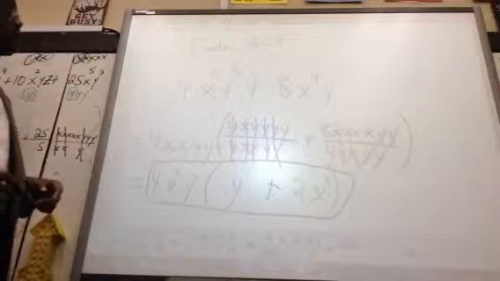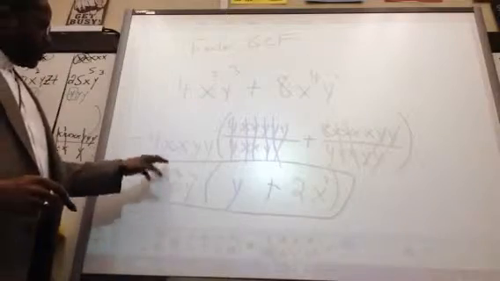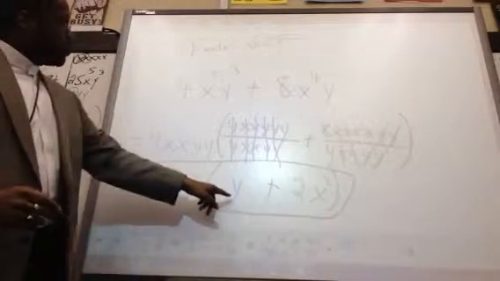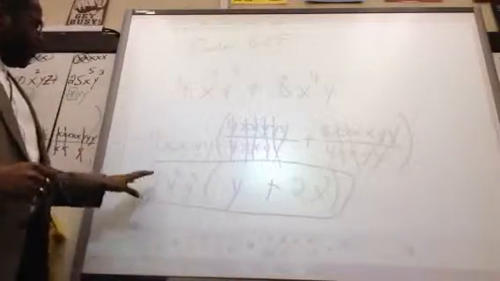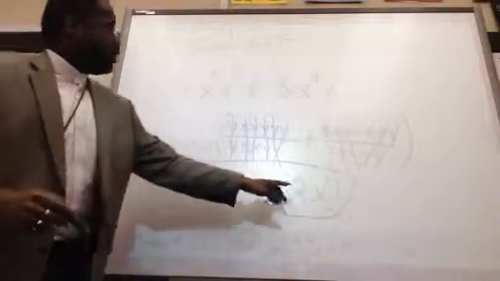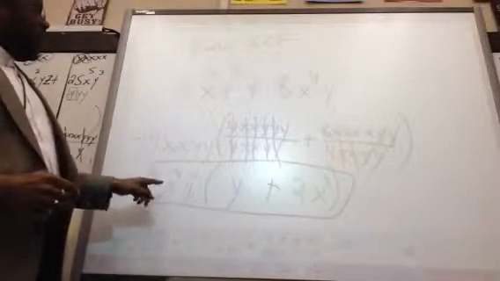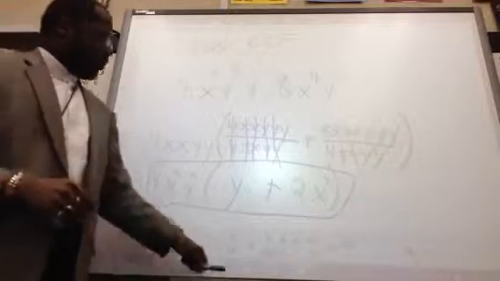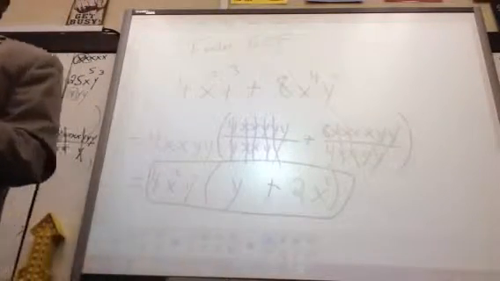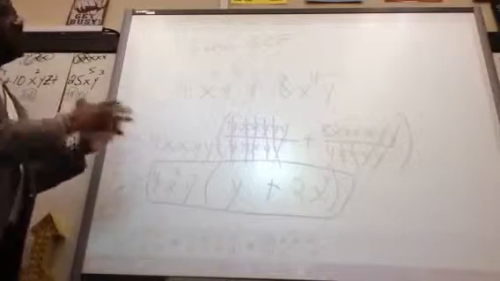Now we can check the validity of our answer by using the distributive property. 4x squared y squared times y should give us 4x squared y cubed. It does. 4x squared y squared times 2x squared should give us the 8x to the fourth y to the second. All right. Well, you've listened to me long enough. I think you're ready to try some by yourself. Let's go and do it.